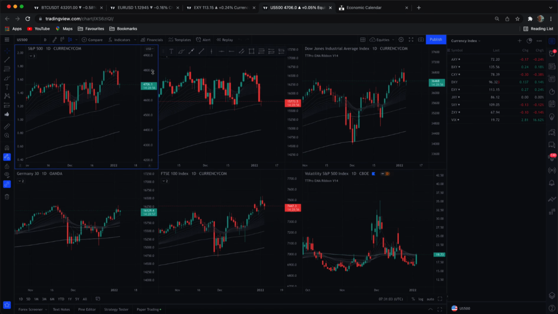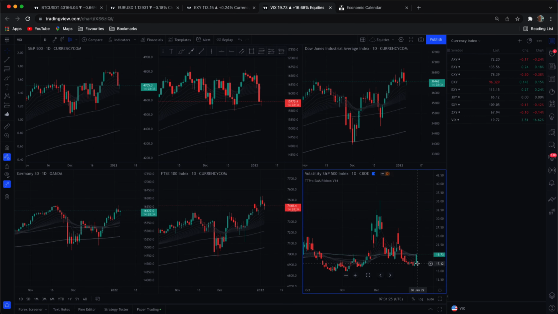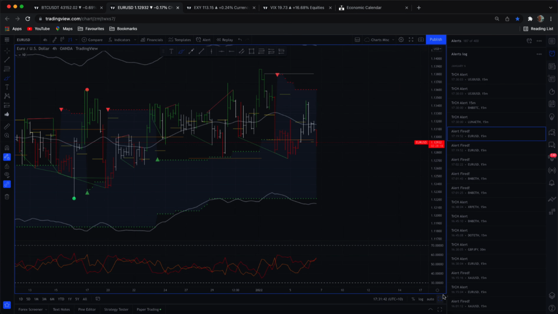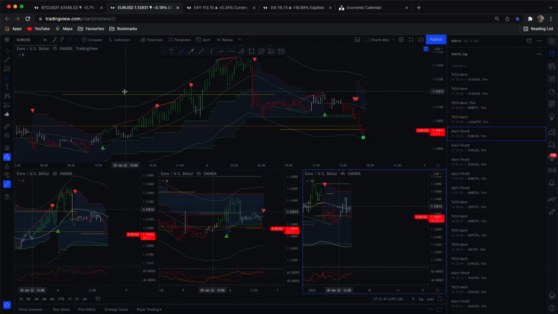Having a quick look at the S&P. Okay, we've had a bit of a sell-off. So we definitely have risk-off sentiment in the market at the moment. This is the VIX, the volatility index down the bottom here. We can see a bit of fear coming into the market with this green candle here. Risk-off at the moment, and I would say euro dollar, we should see some downside.